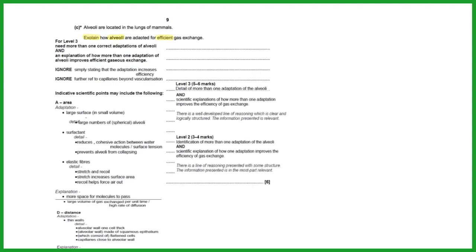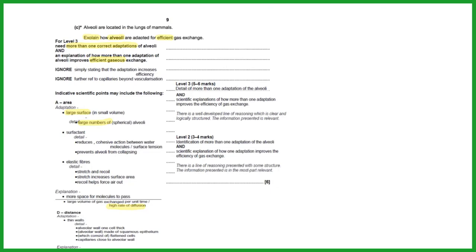So you've got to be very careful when answering this question to get the 6 marks. So looking at the mark scheme, for level 3 you need more than one correct adaptation and an explanation of how that adaptation improves efficient gas exchange. So the adaptation might be that there is a very large surface area because there is a large number of the alveoli. Why is that important? It gives you a high rate of diffusion.